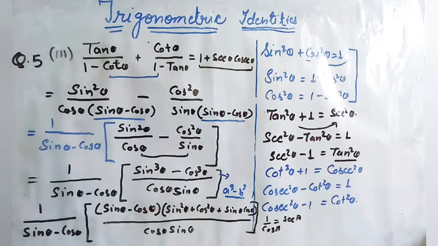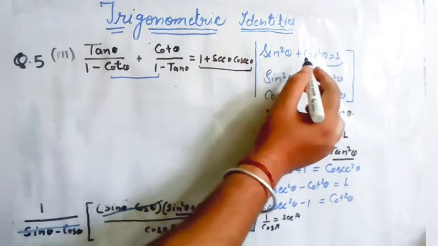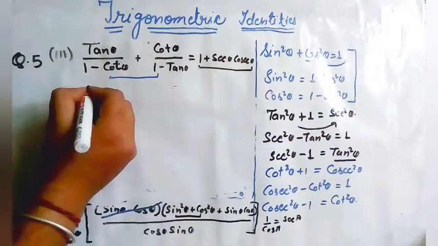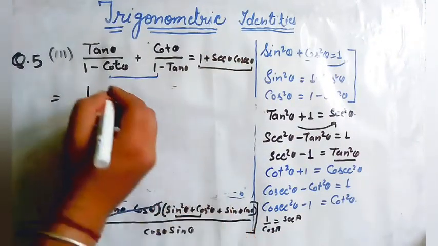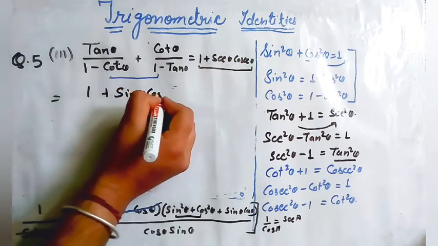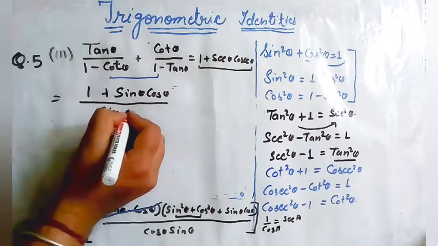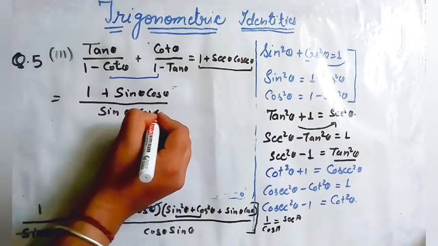Now sin theta minus cos theta is cancelled with sin theta minus cos theta. And what is left inside? Let us see. Sin square theta plus cos square theta will be 1. So it is 1, then plus sin theta cos theta, whole upon sin theta cos theta.